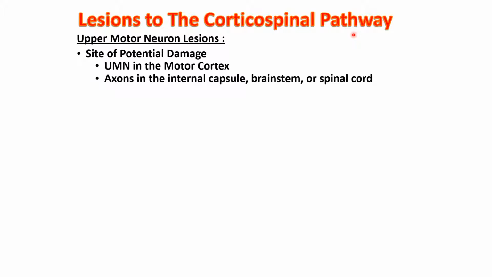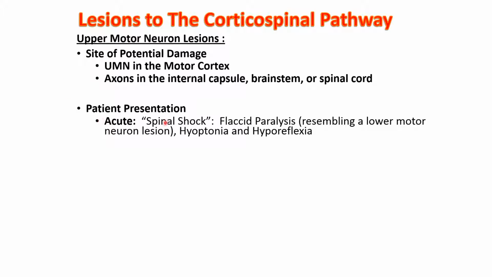That's all corticospinal pathway. A patient presentation with damage to that portion of the pathway, an upper motor neuron lesion, acutely is seen as spinal shock. In that setting, there's flaccid paralysis. It looks very much like a lower motor neuron lesion. Hypotonia. This is misspelled. It should be no P in there. It's hypotonia, reduced tone, and hyporeflexia. That is decreased or absent reflexes. And there may be literally no tone and no reflexes.